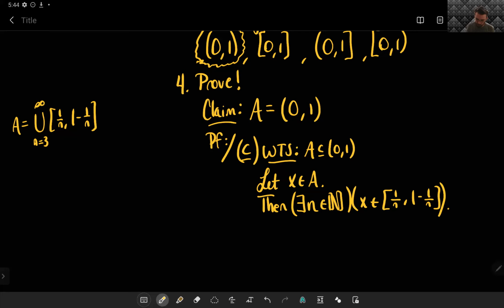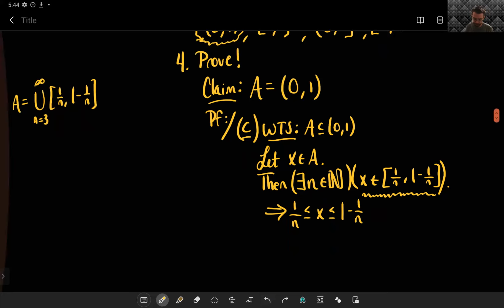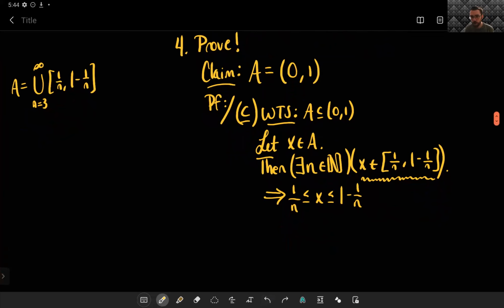Okay. But what does that imply? Well, that implies that, let's just write out what this means. If I'm in the closed interval from 1 over n to 1 minus 1 over n, that means X is between those two things, right? Means X is greater than or equal to the left endpoint, less than or equal to the right endpoint. You guys will see this come up if you ever take analysis, real analysis. Okay, so that's what that means.